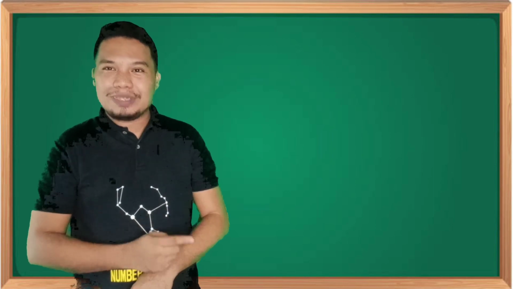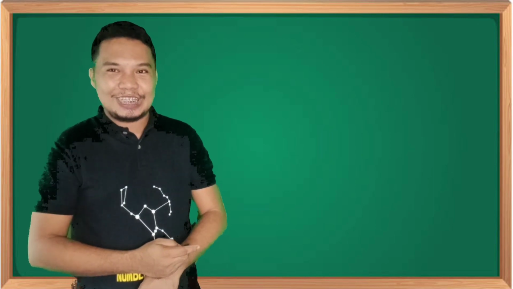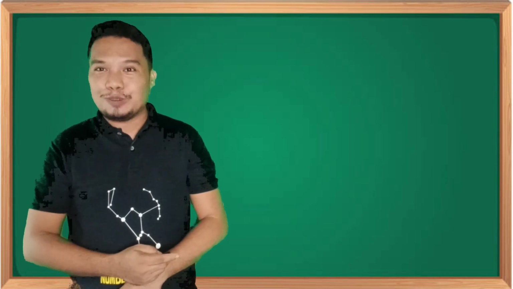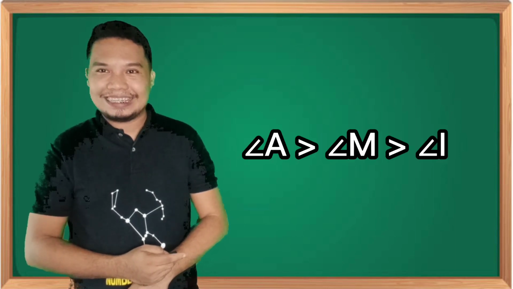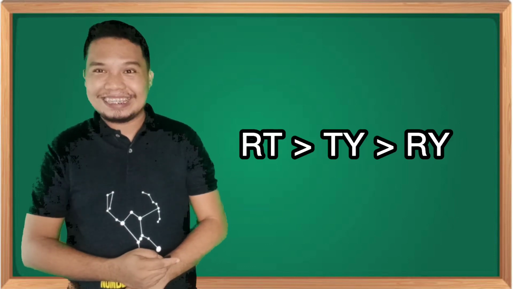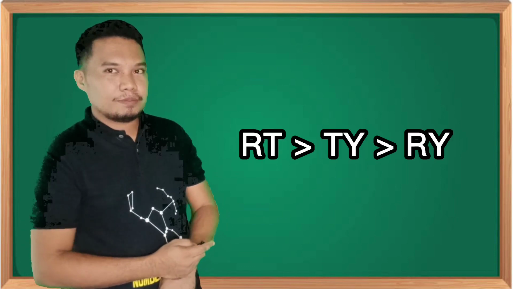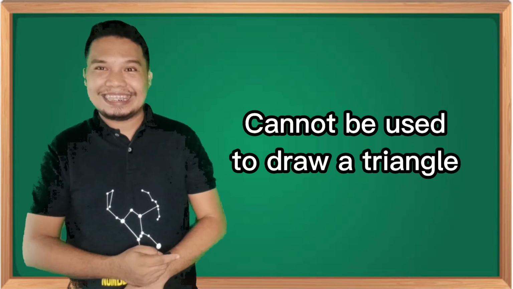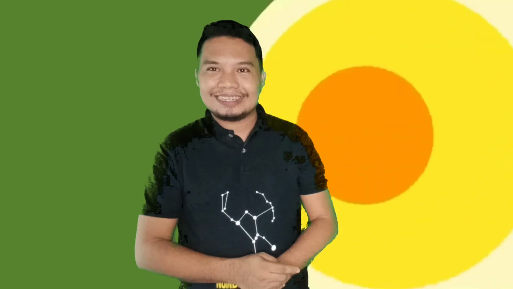Alright, time is up. Now let us check your answers together. For number 1, angle A is greater than angle M, greater than angle I. For number 2, RT is greater than TY, greater than RY. And for number 3, the answer is no because it is false that 4 plus 2 is greater than 8.